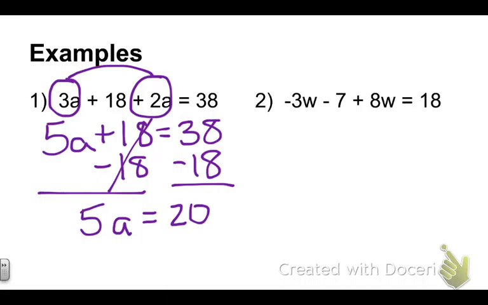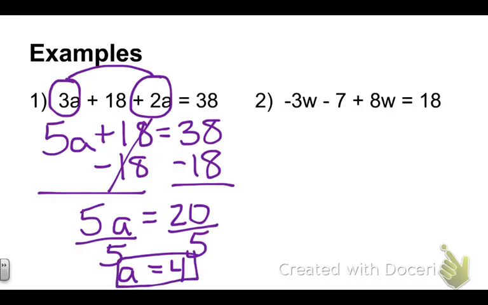I know you can do that in your head, but go through the motions, show all your work. A is being multiplied by 5. The inverse of multiplying by 5 is dividing by 5. Whatever you do to one side, do to the other. And then 5 divided by 5 gives you 1a, and that a is 4. That's it. Combine the like terms, and boom, it's a 2-step equation. You can solve it from there.